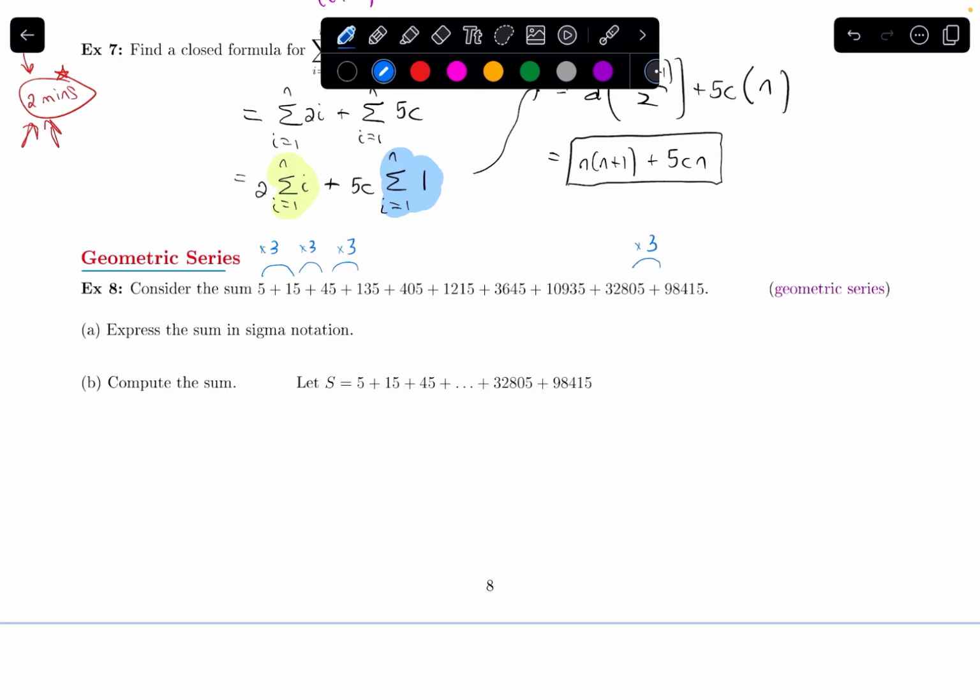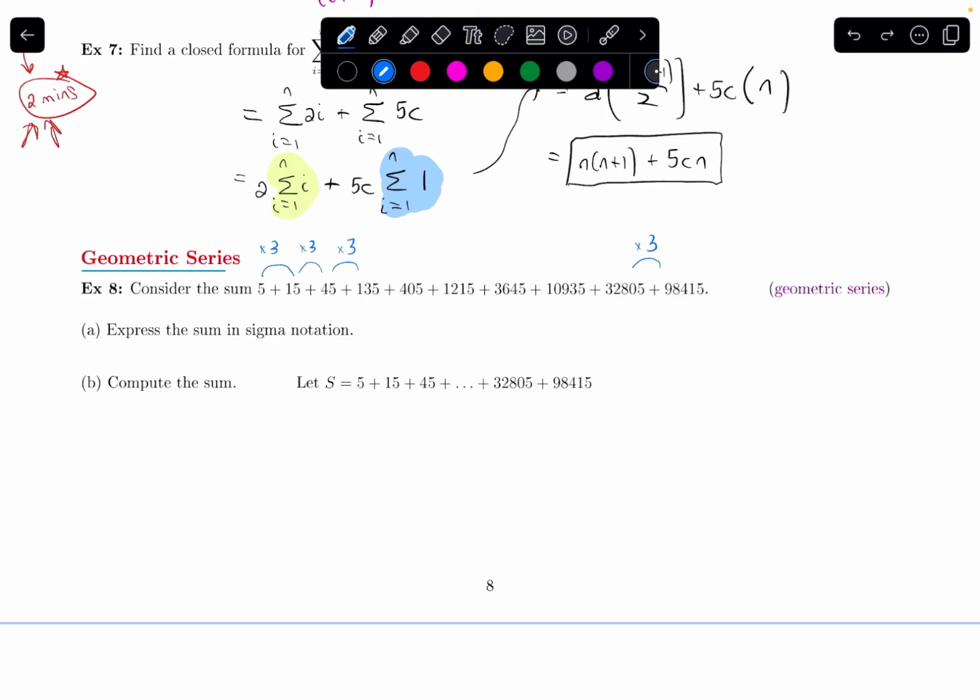So in part A, what I want to do is express this sum in sigma notation. And in part B, I'm going to see, what is the actual sum? Is there a nice way to add up all these terms together that doesn't involve actually just doing it one at a time and adding them together?